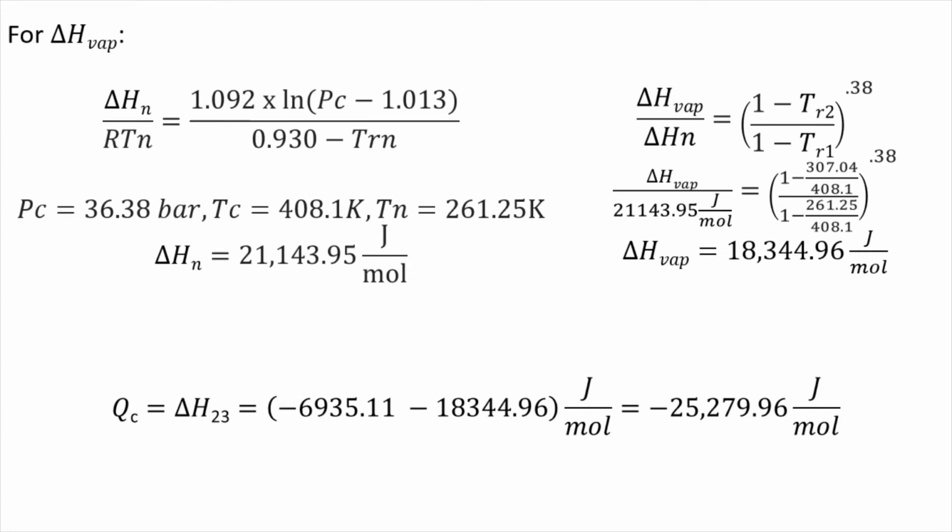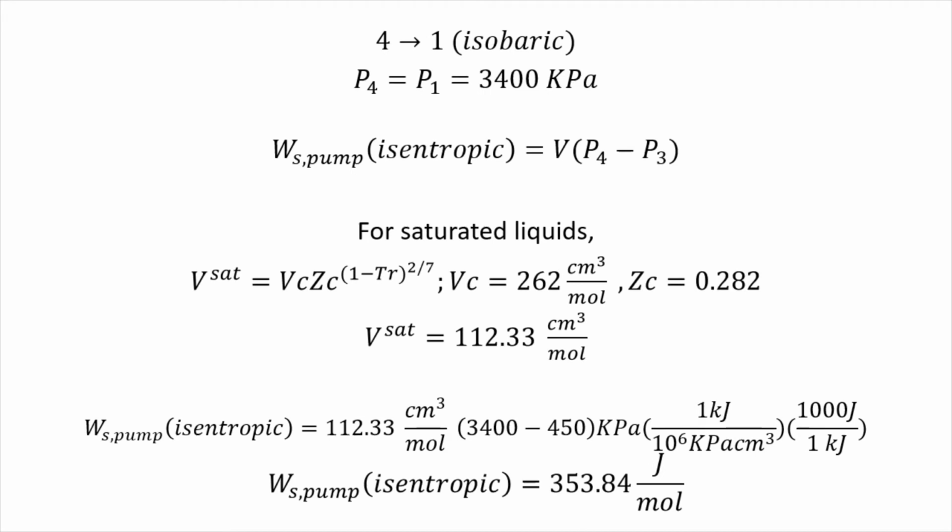The solved value is negative 25,279.96 joules per mole. Steps 4 to 1 is an isobaric process, which means P4 is equal to P1 is equal to 3,400 kilopascals. The isentropic work of the pump can be calculated by volume multiplied by P4 minus P3.